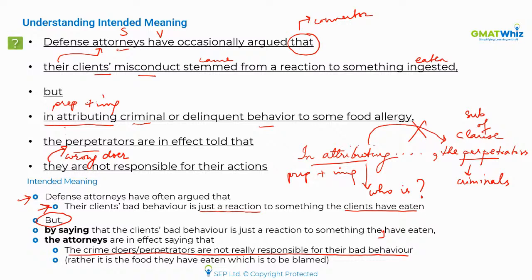Amol, Lim, Gurnur, Sudeep. Who is attributing? Yes, Lim, the district attorneys.